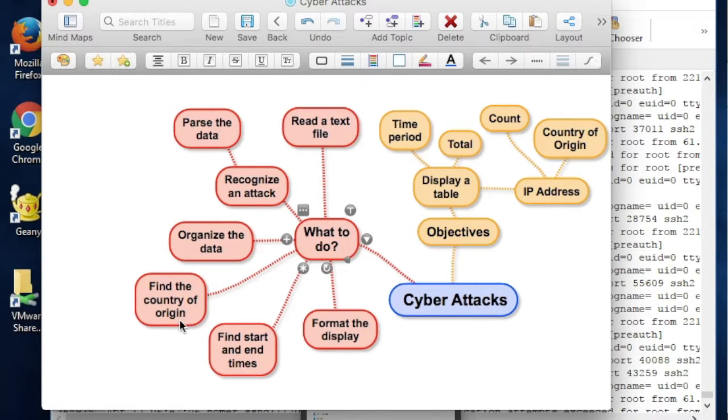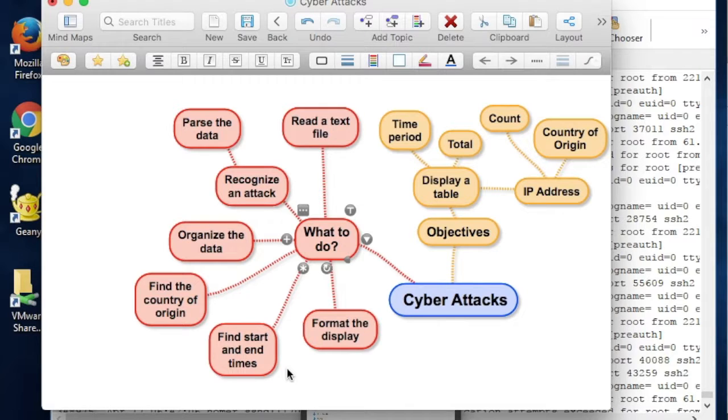I want to be able to count, of course, how many times each IP address is responsible for an attack, and where these places are. What country are these computers located in? And then I want to find the start and end times of this log file so I can understand over a period of time, is this 10 attacks over the course of a year, or is this 500,000 attacks over the course of an hour?